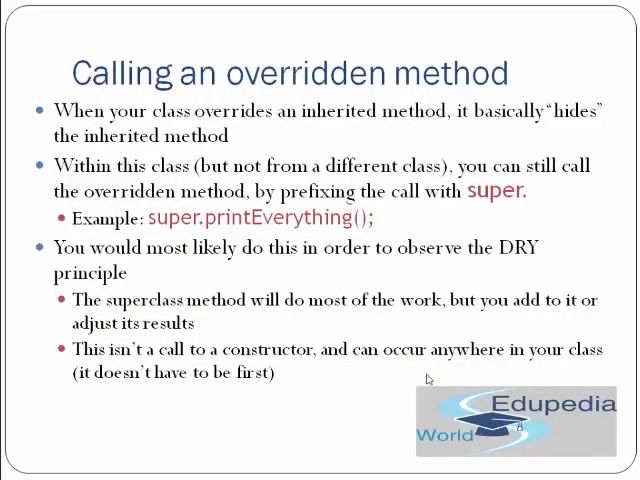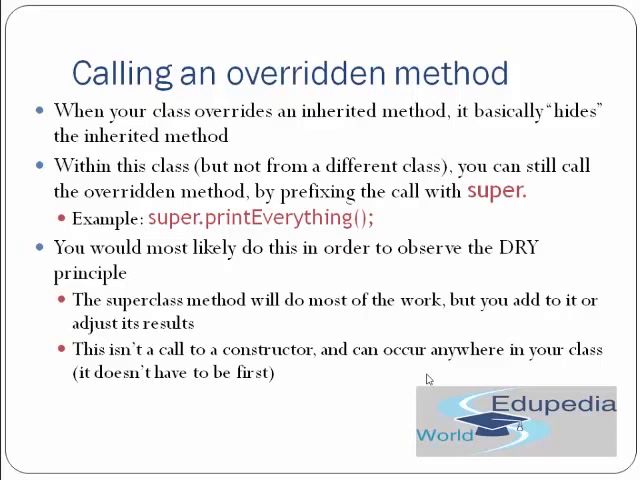Fine. Now, calling an overridden method. When your class overrides an inherited method, it basically hides the inherited method within this class, but not from a different class. You can still call the overridden methods by prefixing the call with super. You can see an example where we are doing super and then calling print everything. From your main method you call that method, and within that method you can call the method of a superclass by using super dot and then the method name.